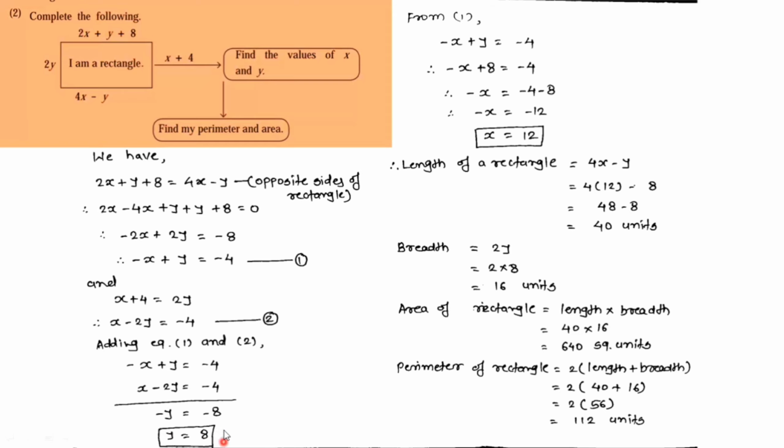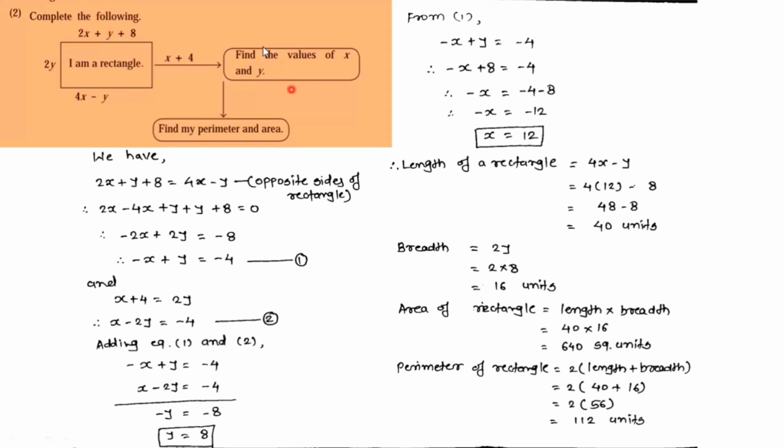To find the value of the other variable, that is x, we have to replace y is equal to 8 in either equation 1 or 2. From equation 1 we have minus x plus y is equal to minus 4. If we replace y by 8, as we have found the value of y to be 8, minus x plus 8 is equal to minus 4. Take 8 to the right hand side, it will be minus 8. So minus x is equal to minus 4 minus 8, that's minus 12. Again eliminating the minus sign on both sides, we have x is equal to 12. So the value of x is 12 and the value of y is 8.